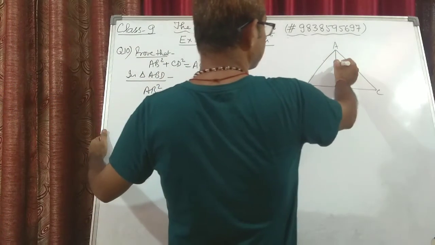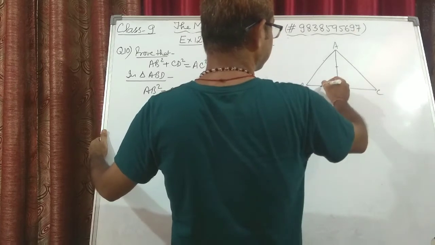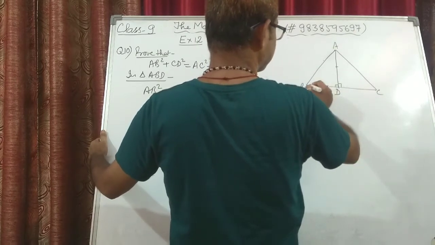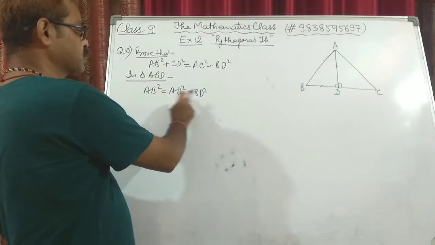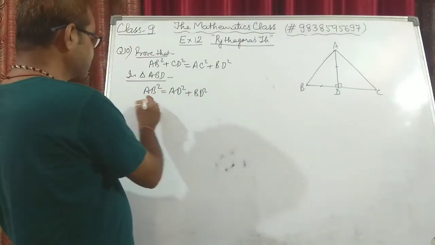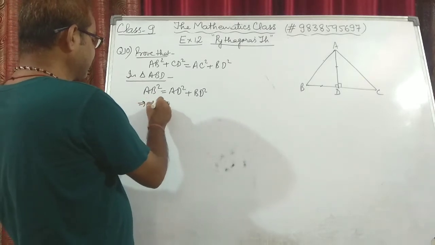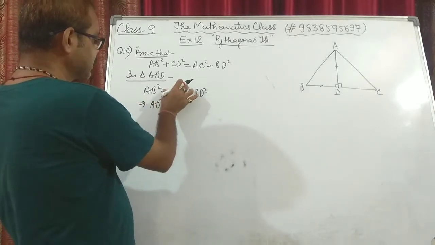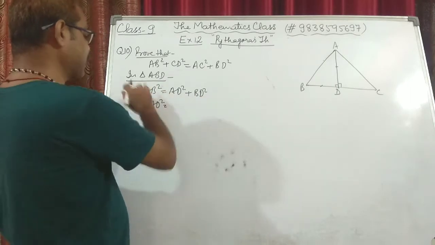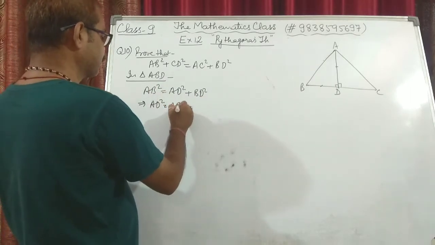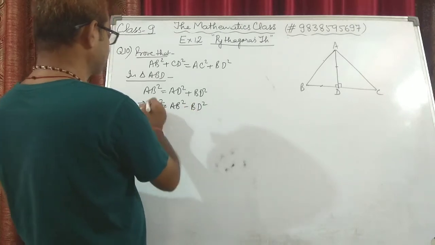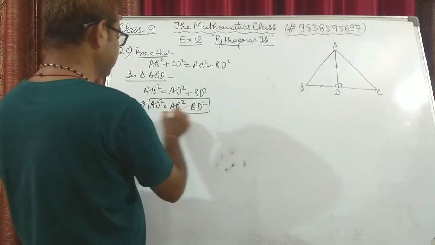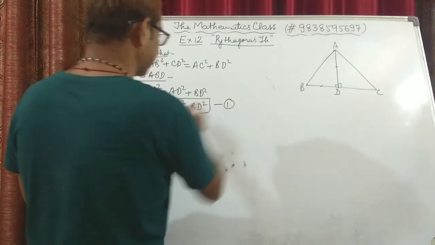AB is the hypotenuse. This is one side and this is the other, so square of AD plus square of BD is equal to square of AB. So AB square is equal to AD square plus BD square. From this we can say that AD square can be written as AB square minus BD square. This is one equation that we have got from the first triangle.